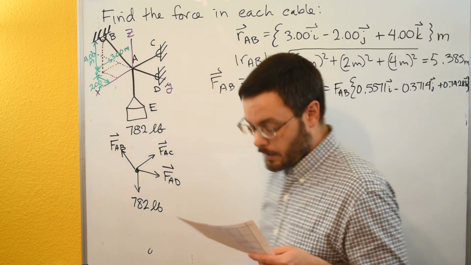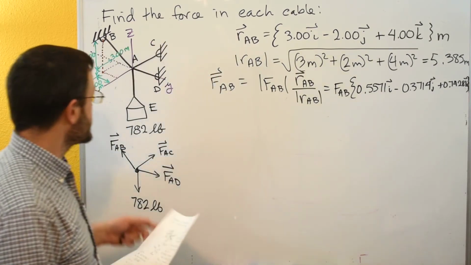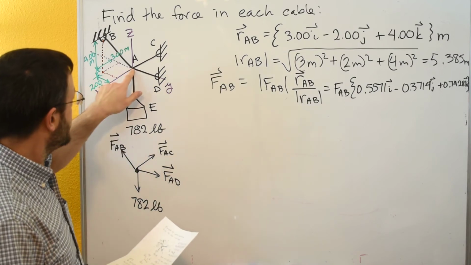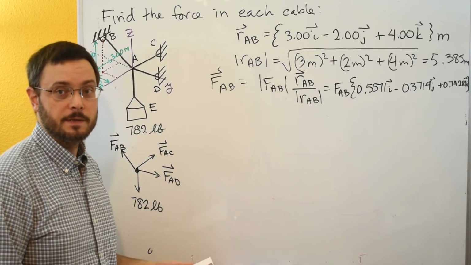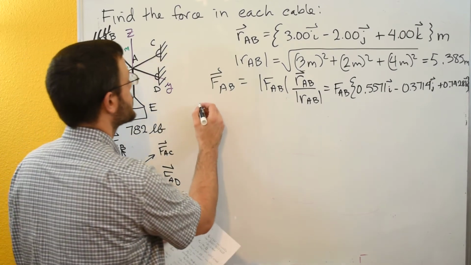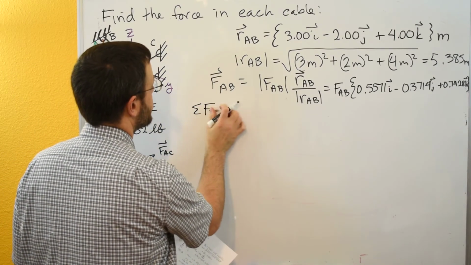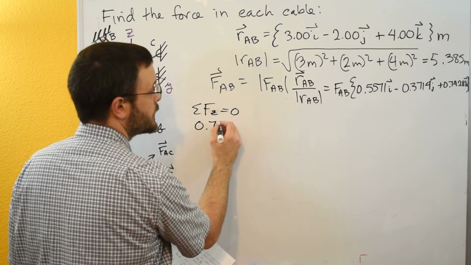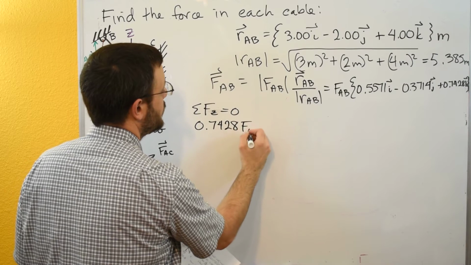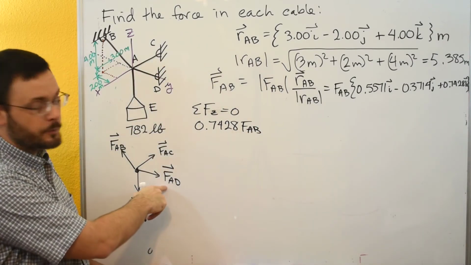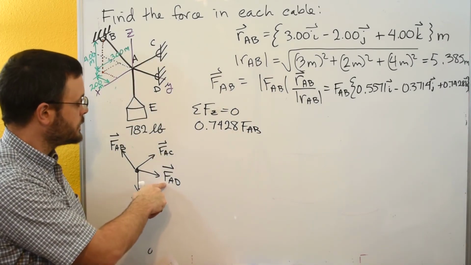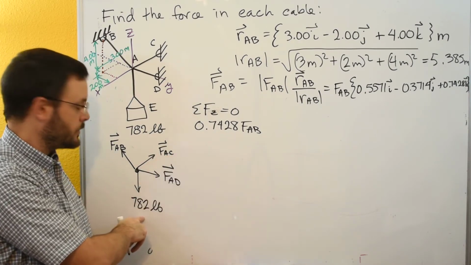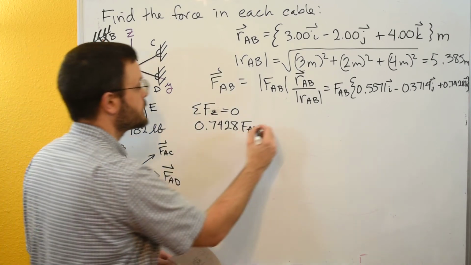And then we can go ahead and start with our sum of forces. Why don't we start with sum of forces in the z direction, because we know the 782, and A to B is the only force that has a z component. So that should give us our easiest equation. So we'll take our z component out, 0.7428 FAB. No force in the z component here. No z component in this force here. No z component in FAC. So the z component here is just going to be negative 782 pounds.